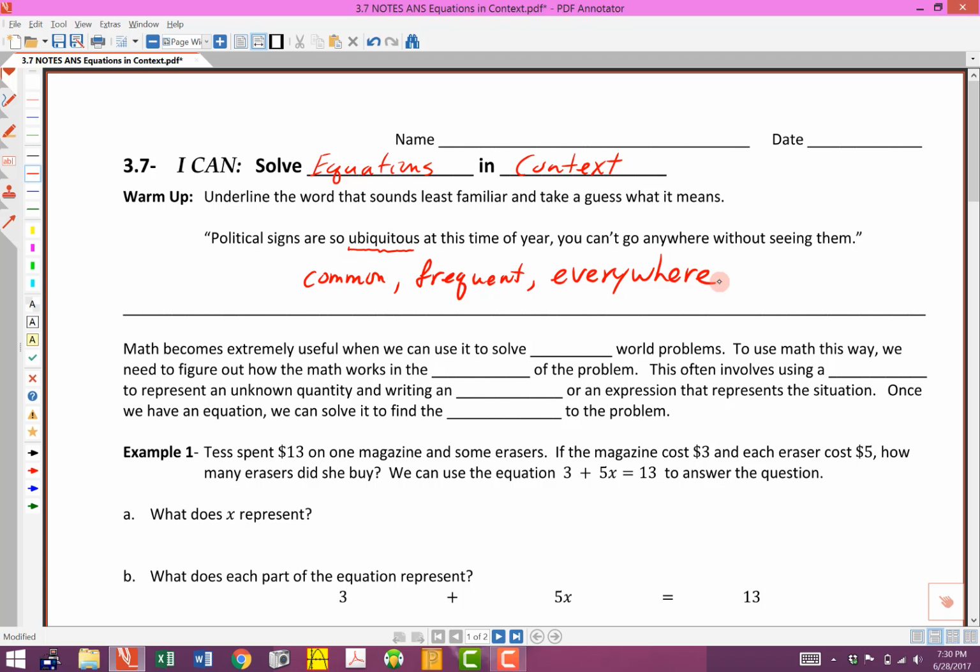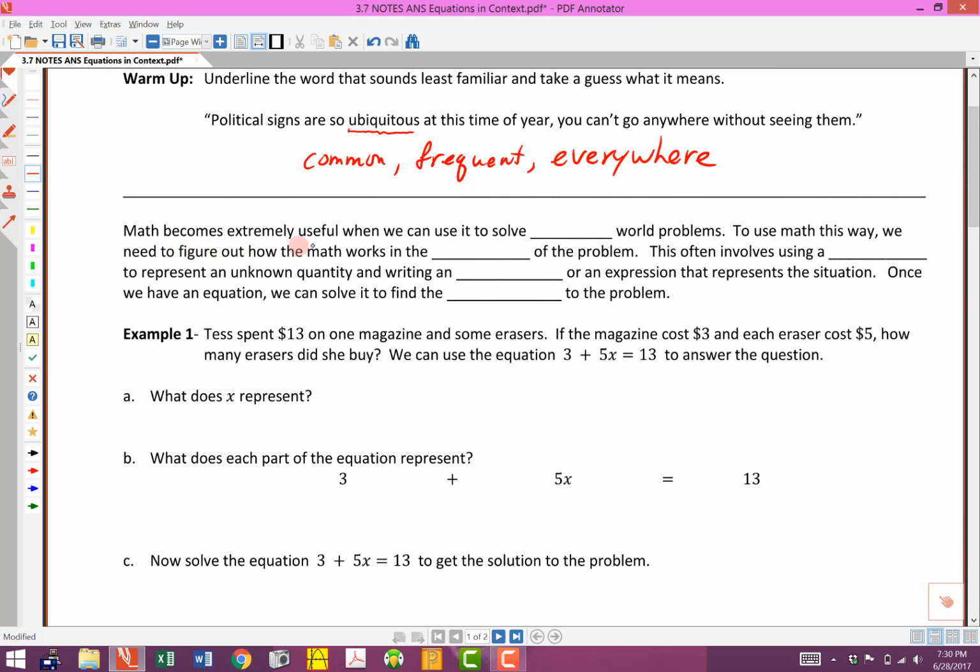So if we can figure out the meaning of words in the context of how they're used and the setting in which they're used, we're going to do the same thing with math here, and this is where this becomes really useful. So math becomes extremely useful when we can use it to solve real-world problems. So in order to use math this way, we need to figure out how the math works in the context of the problem. So this often involves using a variable to represent whatever the unknown quantity is, and then writing an equation or sometimes an expression that represents the situation.